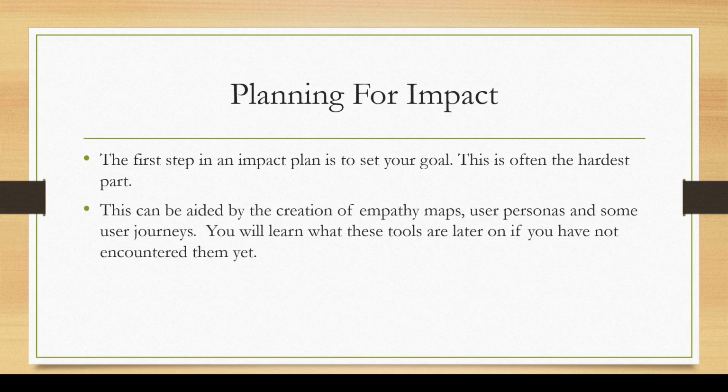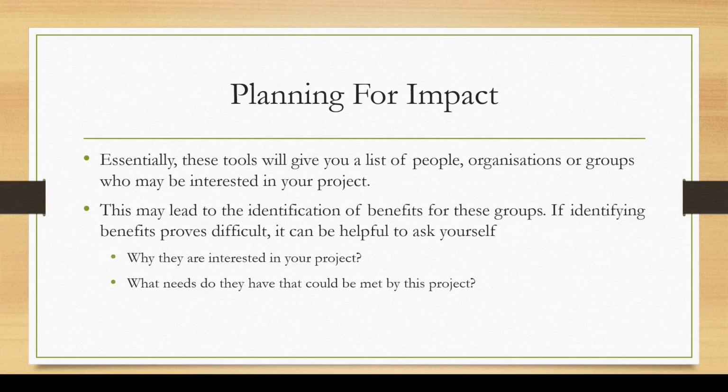Now, the way you can work out what you want to do can be aided by the use of things called empathy maps, user personas, and sometimes user journeys. Now, if you haven't come across them yet, we will come across them very shortly. And they're very useful and easy tools to use and work out who the people are who are going to use our project and what they need from our project. Essentially, these tools will just give you a list of people, organizations, or groups who may be interested in using your project. Doesn't matter what your project is, there should be someone who wants to use it.